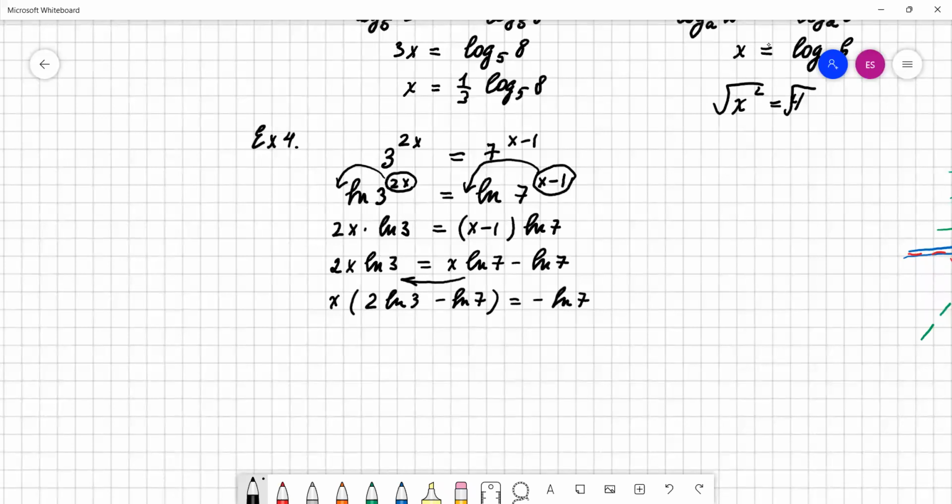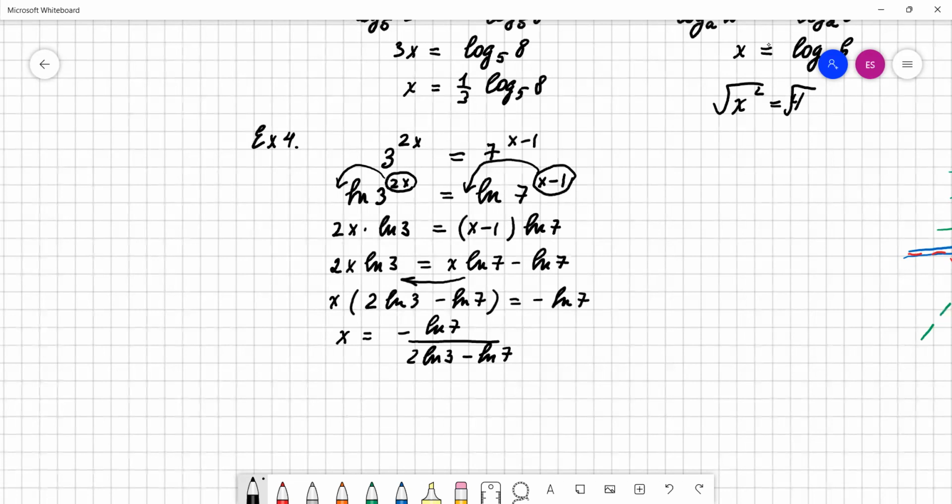It looks crazy in parentheses, but it's actually just a number. If you enter everything in your calculator, it's going to give you a decimal number. So x equals minus ln of 7 divided by 2 ln of 3 minus ln of 7. So that's the actual solution. Looks crazy, but again, you enter everything, plug into the calculator, and it's going to give you a decimal number.